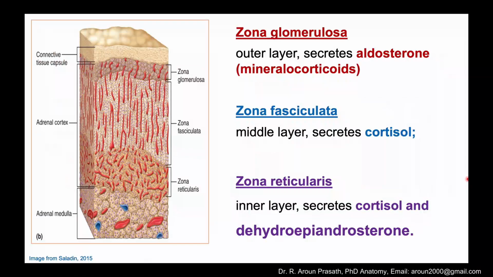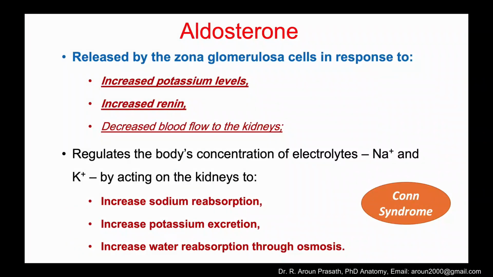Now we will see the different hormones. You can see these are three layers in the adrenal cortex: glomerulosa, fasciculata and reticularis. The adrenal medulla secretes epinephrine and norepinephrine. Now coming to the mineralocorticoids, that is aldosterone. What is the function of this aldosterone? It increases the potassium level, increases the renin, and decreases blood flow to the kidneys.